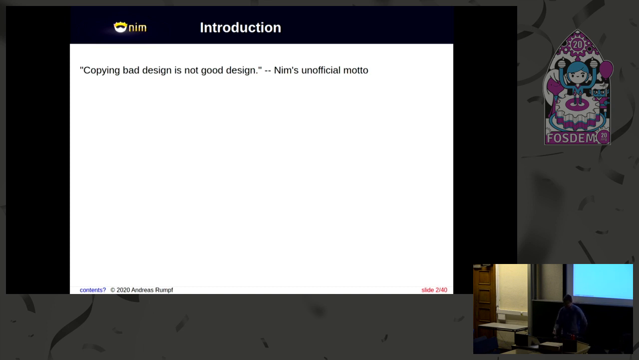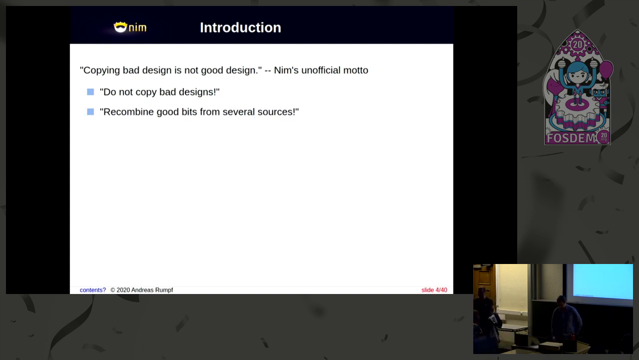And so that's already a useful motto because it tells us what not to do. So yeah, we should not copy bad designs. And more useful than knowing what not to do is knowing what to do. So paraphrasing this into: recombine good bits from several sources. And so that's what we did. We looked at, as I said, Rust and C++ and Swift, how they do memory management, and if these concepts also apply to Nim. And it turns out the answer is yes.